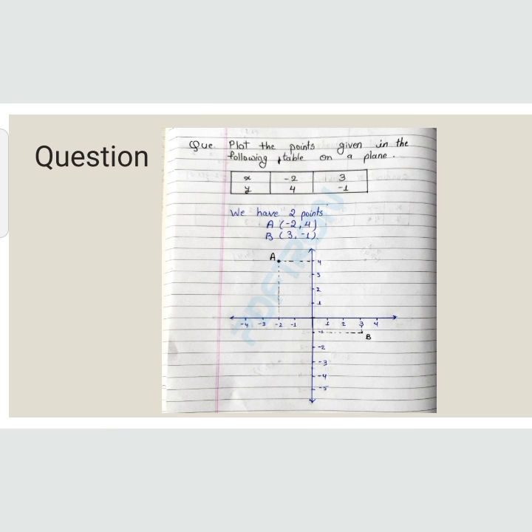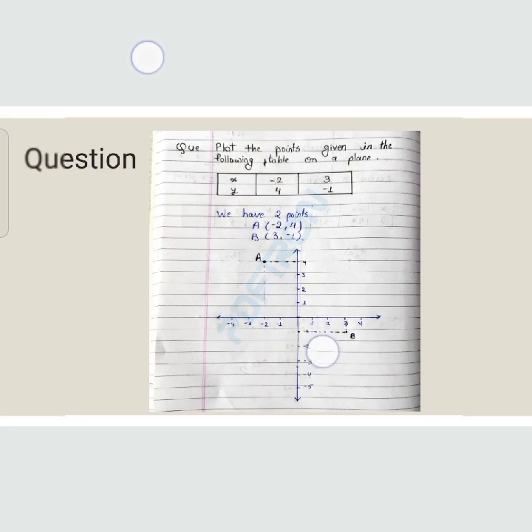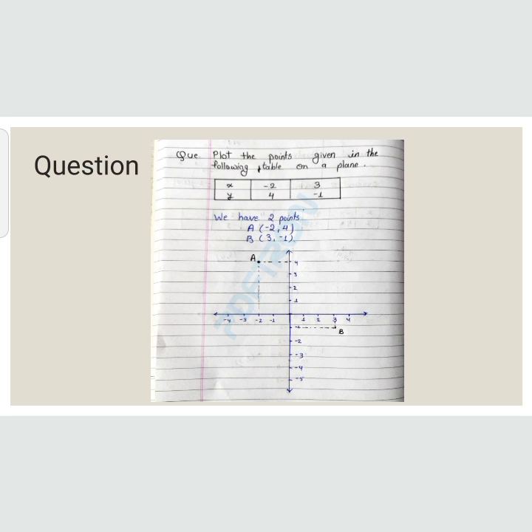First, plot the points given in the following table on a plane. We have two points, point A and point B, and we have to plot them. First point A, in which the abscissa is -2 and the ordinate is 4. Minus abscissa and positive ordinate lie in the second quadrant, we know that, and here we found point A and represented it by a dot. Next, (3, -1). Negative y ordinate and positive x ordinate, or abscissa, is always found in the fourth quadrant. We found it and located it. Do you understand this?